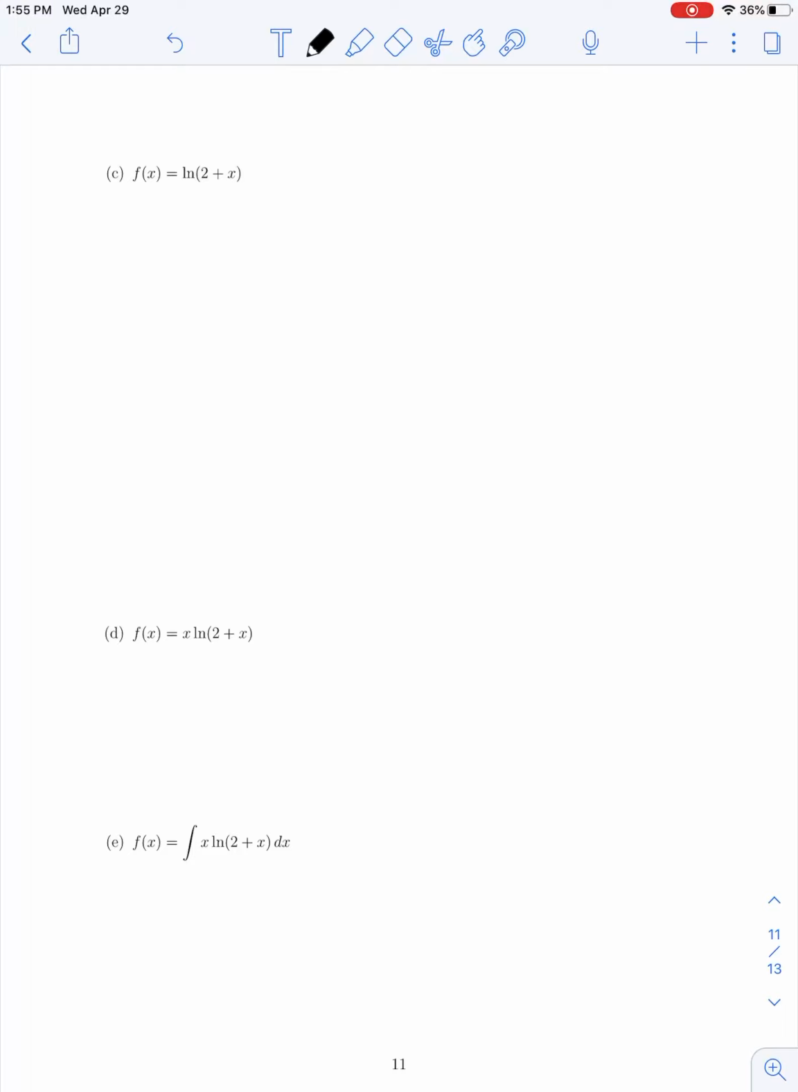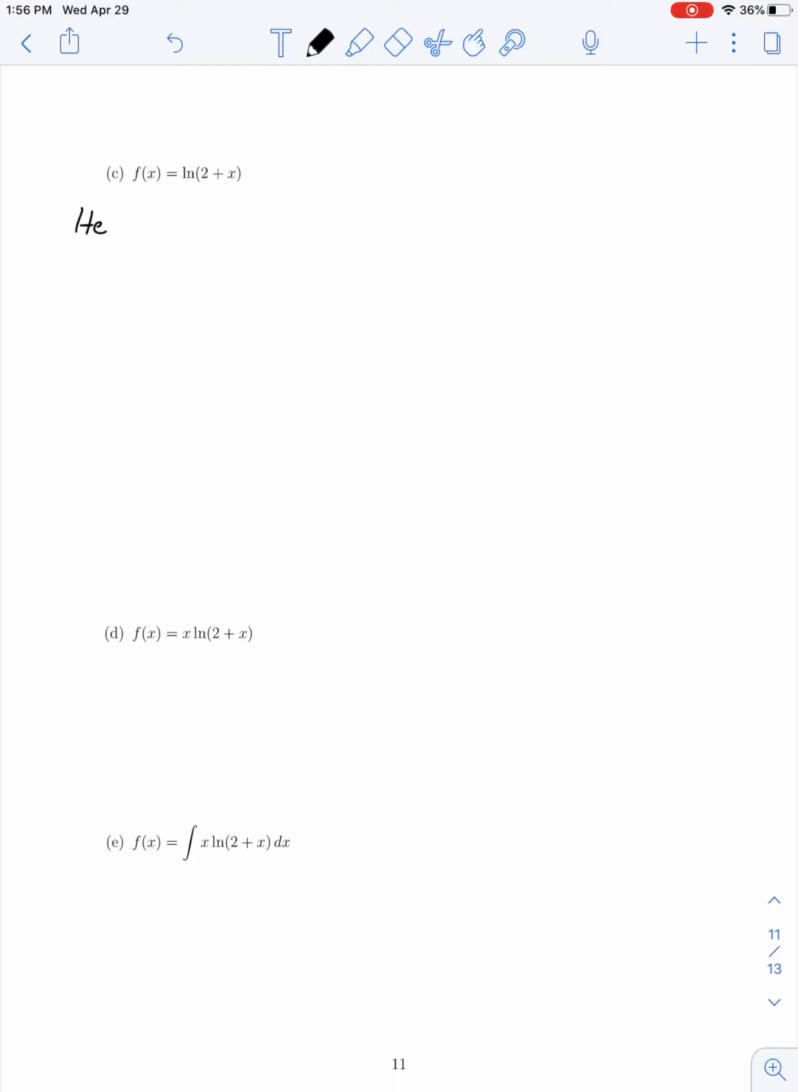So in part C, we have the function f of x is natural log of 2 plus x. And this certainly doesn't have the form of the sum of a geometric series. But what I could do with this function is take its derivative. I know if I differentiate logarithmic functions, that gives me a quotient, something of the form 1 over a function, and that starts to look more similar to the sum of a geometric series.